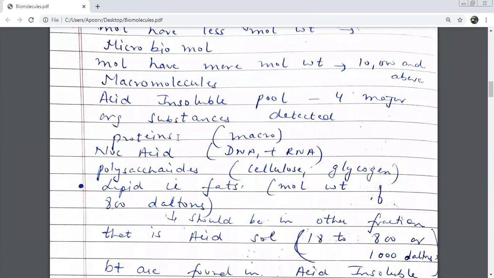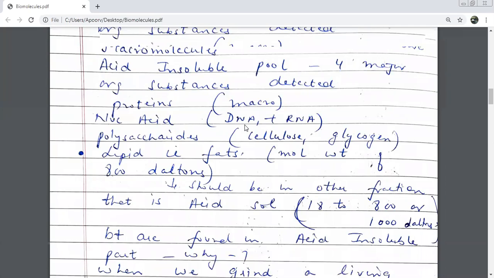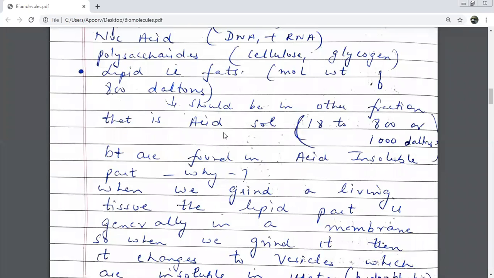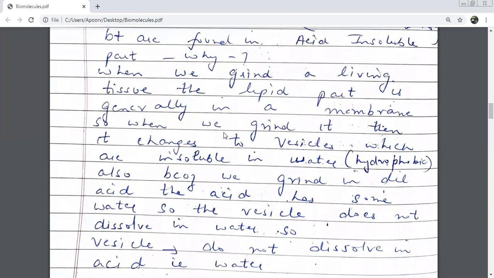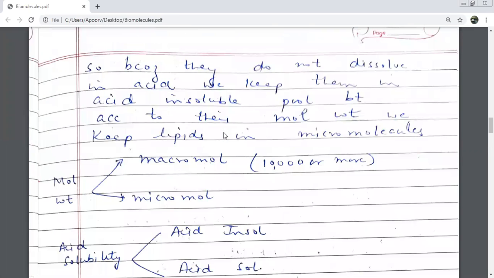So the acid insoluble part basically has 4 main things. Let me have the names very quickly: proteins, nucleic acid, polysaccharides, and lipids. Okay, very good. Now, lipids are a little different. I'll come to lipids at the last. Lipids are a little special, and I'll tell you why we keep them separate. I'll just discuss the lipid part a little.